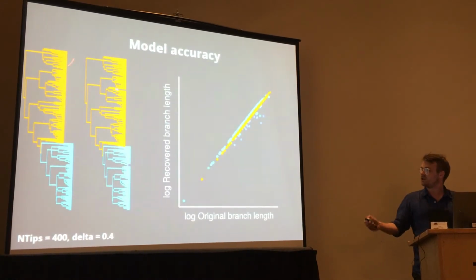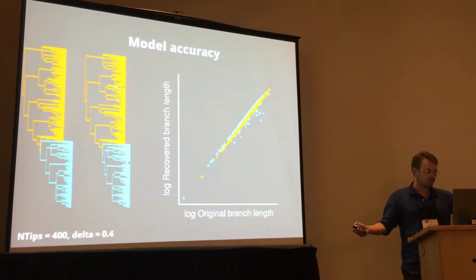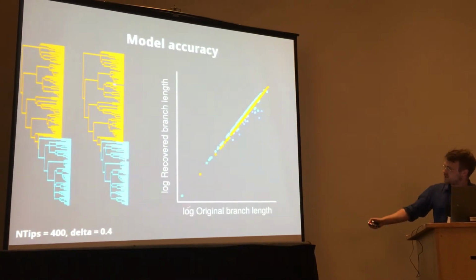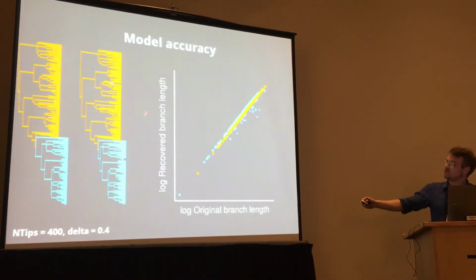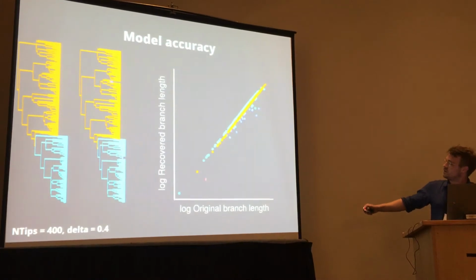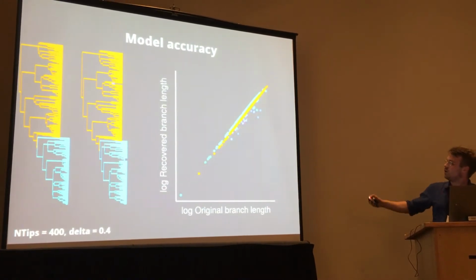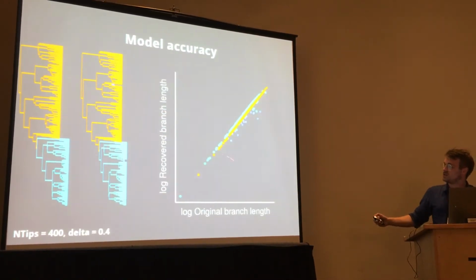Another way to look at this is to look at the branch lengths of the original tree that the data was simulated on versus the branch lengths of the tree that's been recovered. Obviously you'd expect a one-to-one relationship, the orange line, because they just haven't changed here. And you can see we're doing a pretty good job of finding the magnitude and location of deltas in this instance.